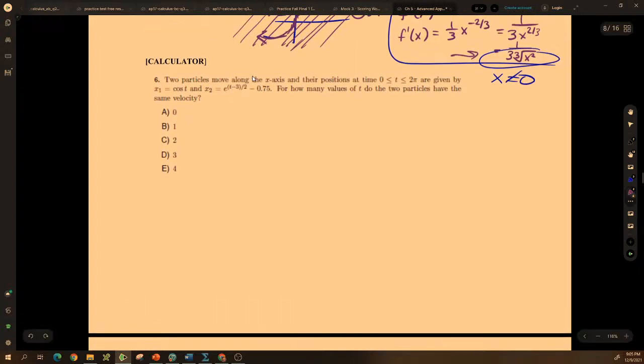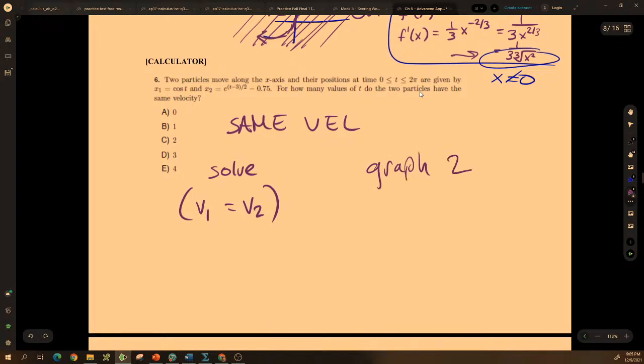Next up, 2 particles move along the x-axis, and their positions at time 0 to 2 pi are given by x1 equals cosine of t, and x2 equals e to the t minus 3 over 2. For how many values do the particles have the same velocity? So I want to have the same velocity. There are 2 ways to do this. The first way is to do it with the solve button, and basically set the velocity of the first particle equal to the velocity of the second particle. And the second way is to graph the 2 velocities and then just count the intersections. Both of those ways will work totally fine.